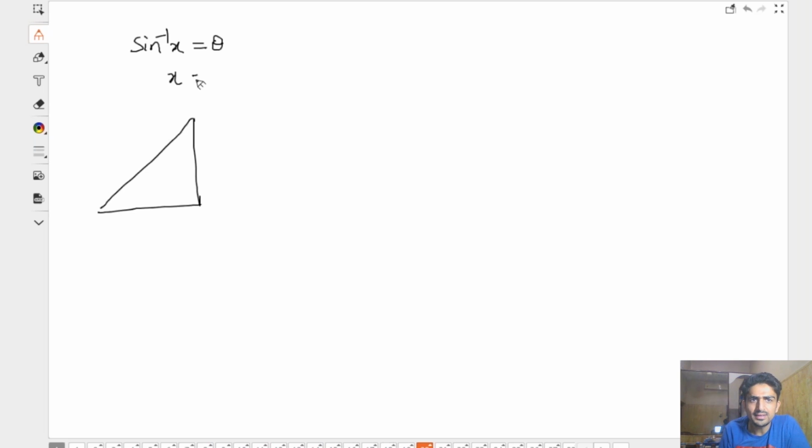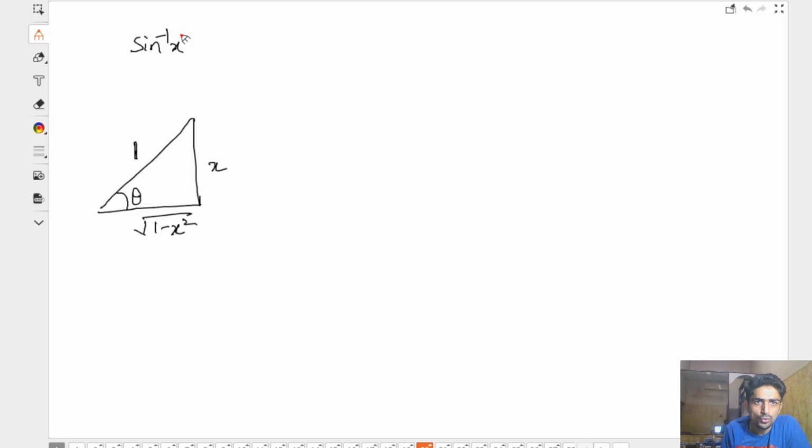Then clearly x is sine theta. So if I take this angle as theta, as sine theta is x by 1, so x here, 1 here. So this will be root of 1 minus x square. Now guys, what to do? First of all, we will not even do this step which I just did.